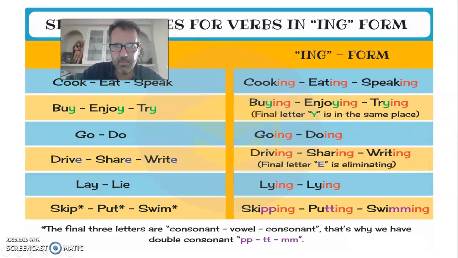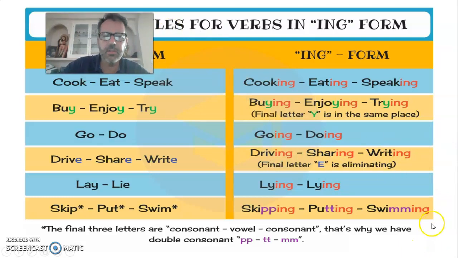Let me put myself here, so I don't bother anybody. Look: cook, eat, speak. We have cook, cooking, eat, eating, speak, speaking. You don't hear me saying other words. That means cooking, eating, using the same words and the same letters that I have written down.